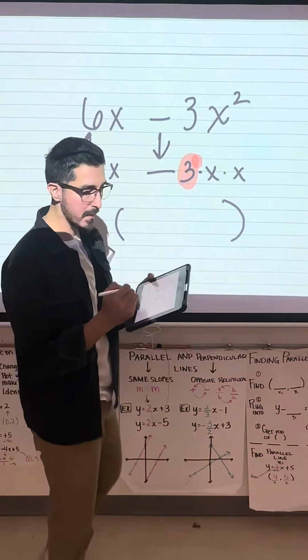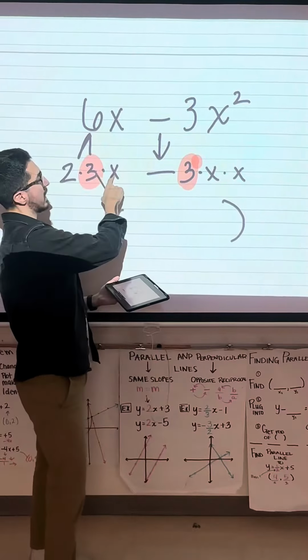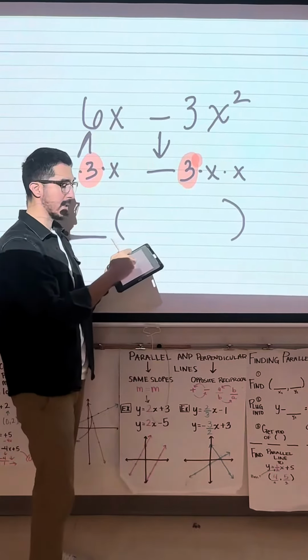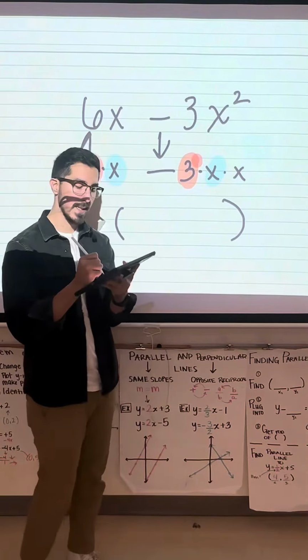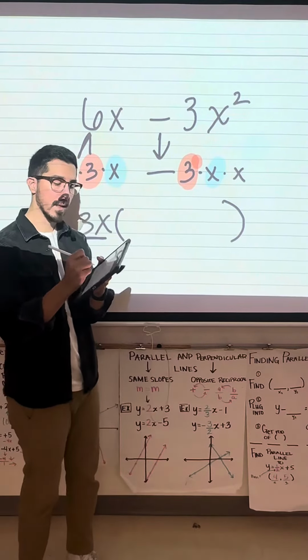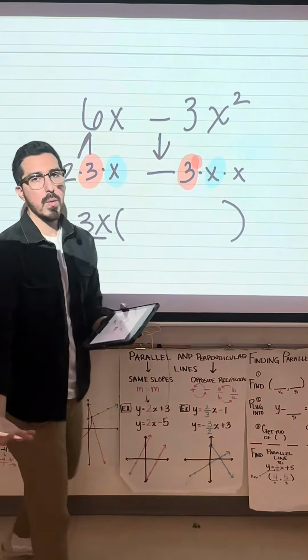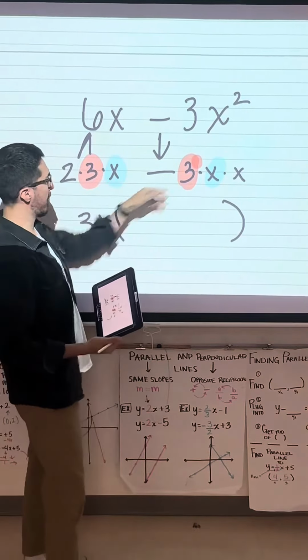What else do they have in common between the letters, the variables? They have at least one x in common, so I can take out an x. So what that means is my greatest common factor is 3x. I'm going to take that out in front, that comes right here. And technically what we're doing is we're dividing each term by 3x.